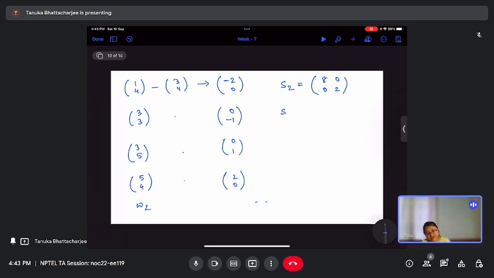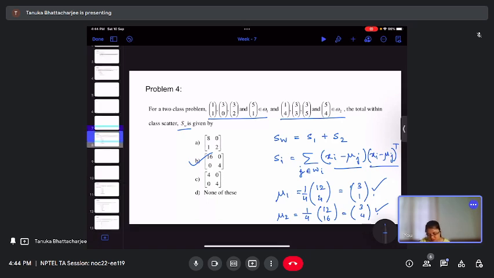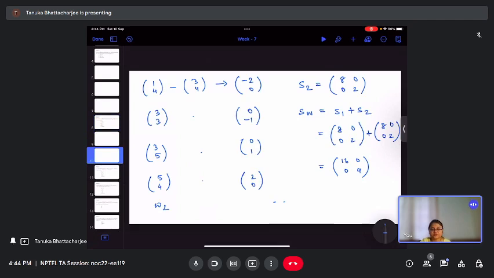Now, we need the final total within class scatter, which is S1 plus S2. That will be [[8, 0], [0, 2]] plus [[8, 0], [0, 2]], both are the same here, and we will get [[16, 0], [0, 4]]. So, option B is the correct answer. This is the total within class scatter SW. I hope this is clear to everyone. So, I am moving on to the next problem.